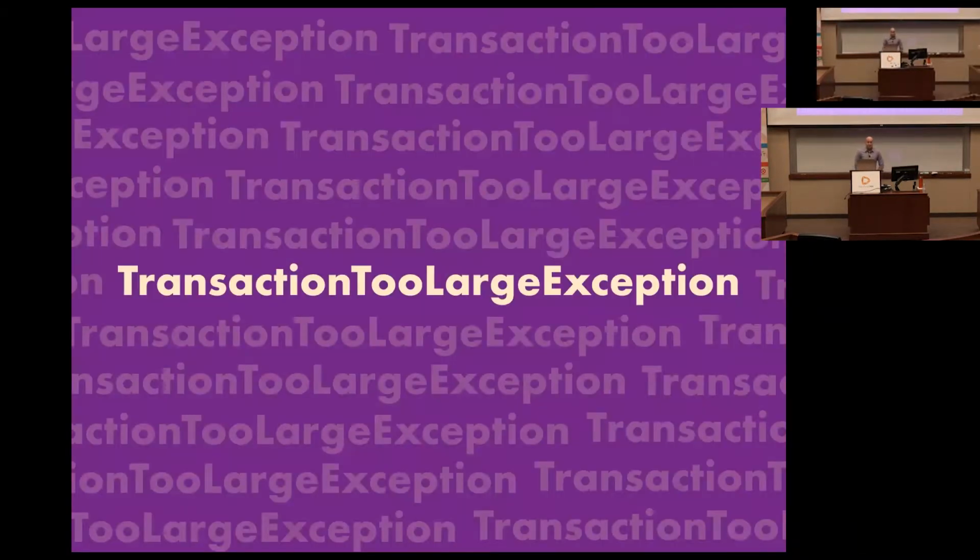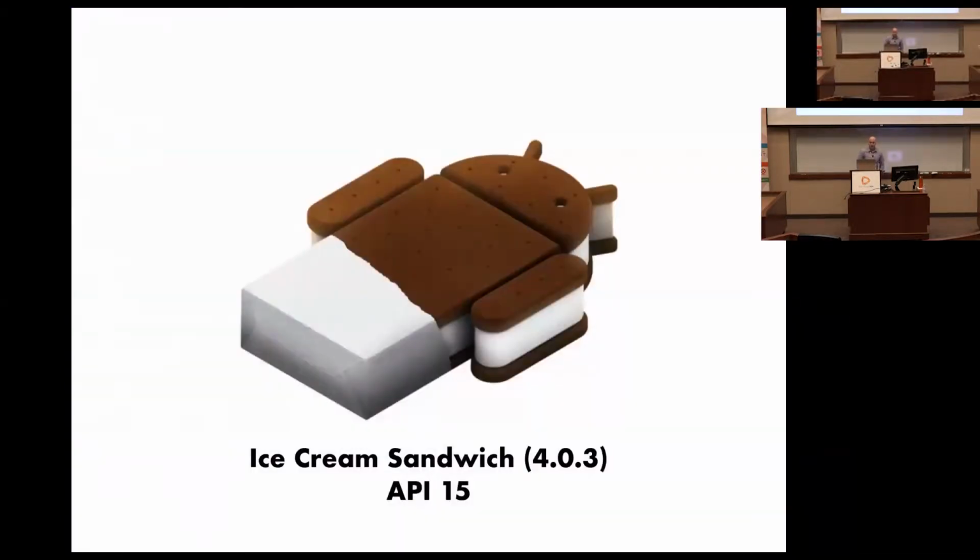All right, so this is really a story about TransactionTooLargeException. So what is this? It's a custom Android exception. It first appeared in Ice Cream Sandwich, which was quite a few years ago, API 15. But the behavior that it's encapsulating has been there from the beginning of Android, as far as I know. So let's take a look at what that's all about.